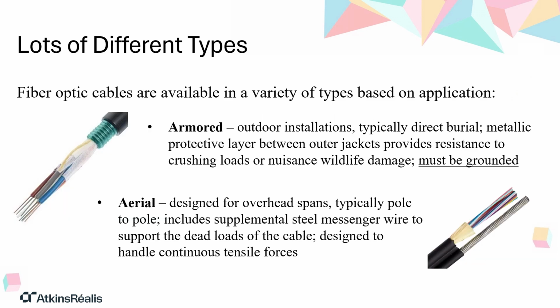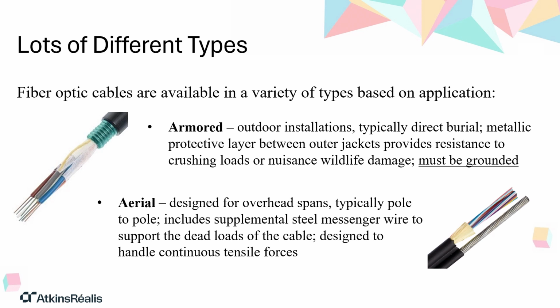Armored fiber optic cables are made for outdoor installations, typically direct burial installations, and include a metallic protective layer between the buffer tubes and the outer jacket that is resistant to heavy crush loads or damaging nuisance wildlife. For example, rats, rabbits, or squirrels. One thing to be considered with armored cables is it needs to be grounded, as it does now have the ability to carry an electrical signal through.